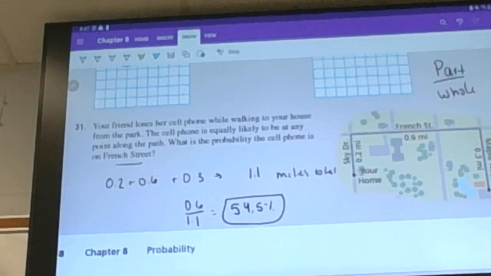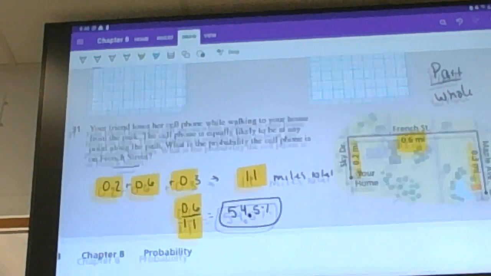So the first thing you have to do is add up the total distance on your walk home, which was 0.2, 0.6, and 0.3. That's 1.1 miles total. And then the probability that it fell along French Street would be 0.6 over 1.1. There's a 54.5% chance of all the roads that it ended on French Street. So that's the first street you're going to walk down. Highest chances on there. Just kidding. You probably have to walk through Sky Drive to get there.